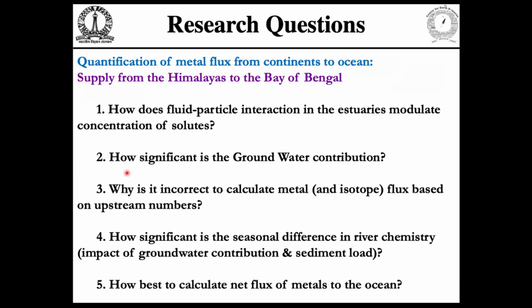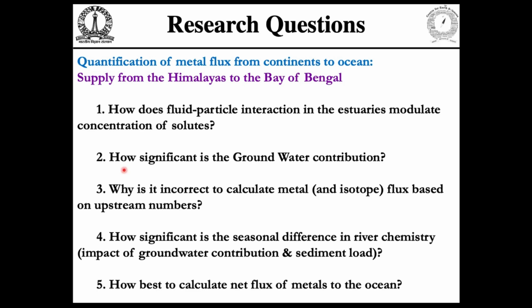So the research questions that we are interested in this particular study were: how does fluid-particle interaction change estuarine concentration of elements? Is there a significant groundwater contribution to rivers? And normally, when we calculate flux of metals from rivers to ocean, what we do is we measure the concentration of these metals in a freshwater end member. We have a total river flux, we multiply the two, and we now have a metal flux from a particular river to the ocean. Now, what I'm going to demonstrate in this lecture is that that is a wrong method.